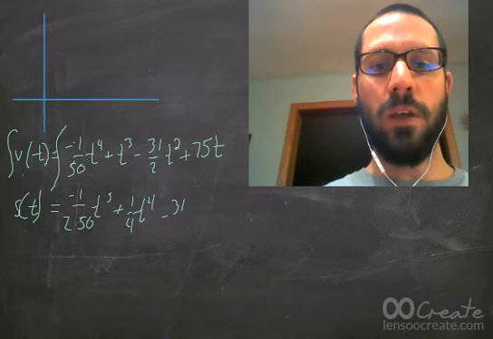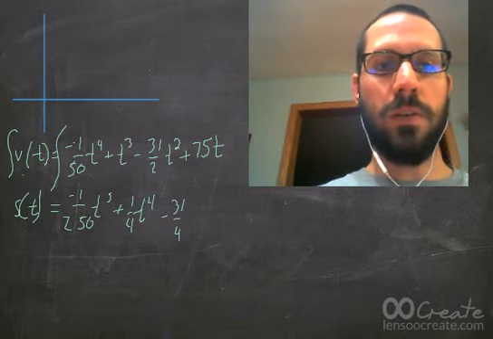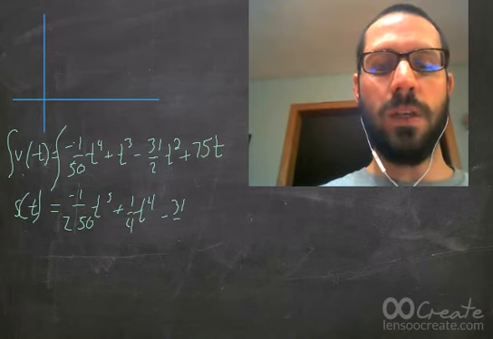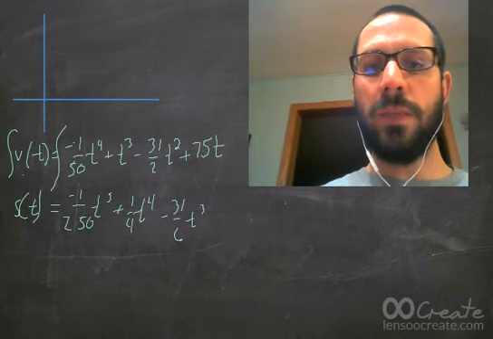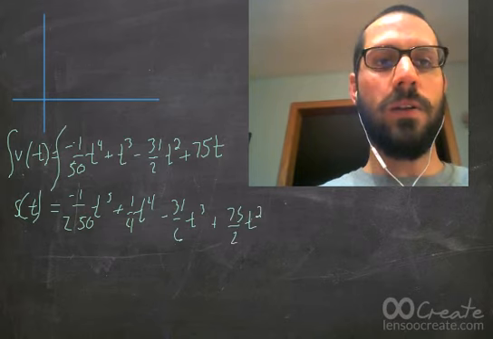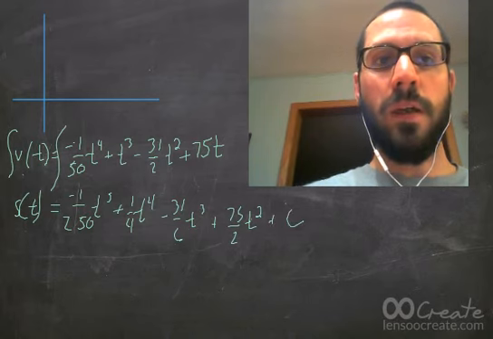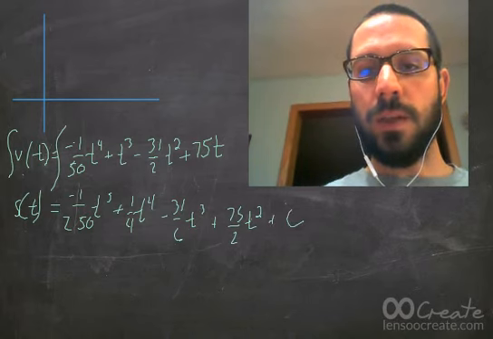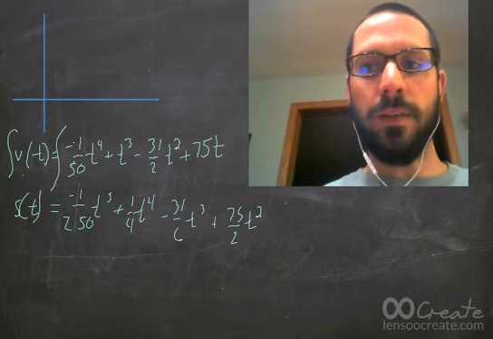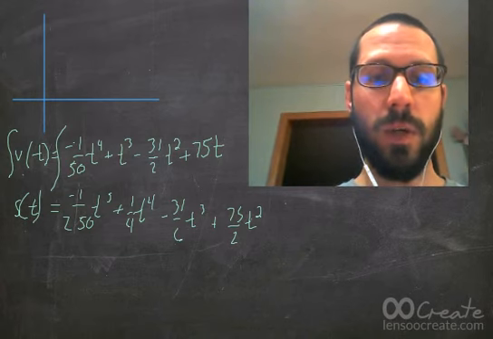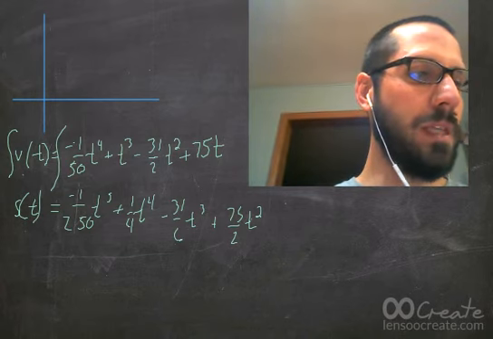plus 1/4 t to the fourth minus 31/4, 31/6 t cubed plus 75 halves t squared. Now, we could put the plus c on there, but we do know that he started at home. So his initial distance is going to be 0, would be our constant. So we've got our integration. We've got our distance equation.